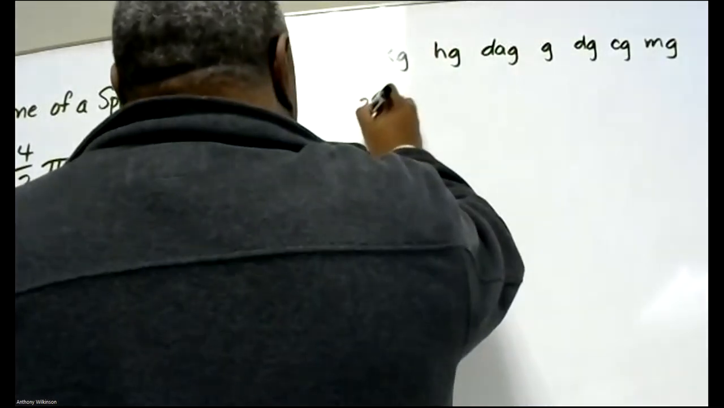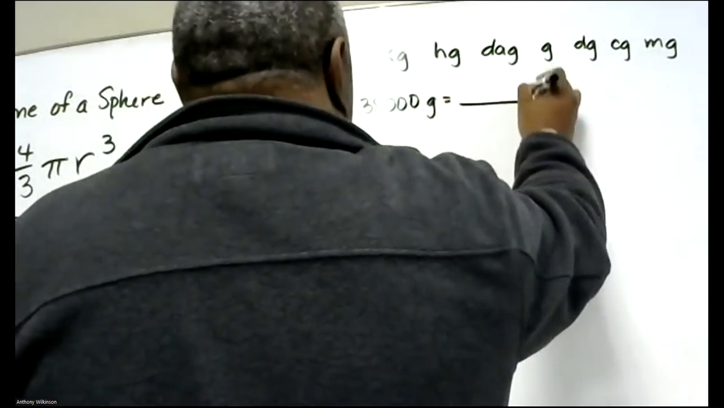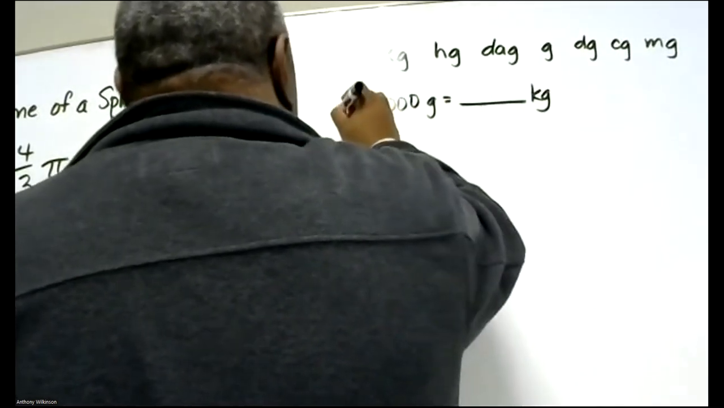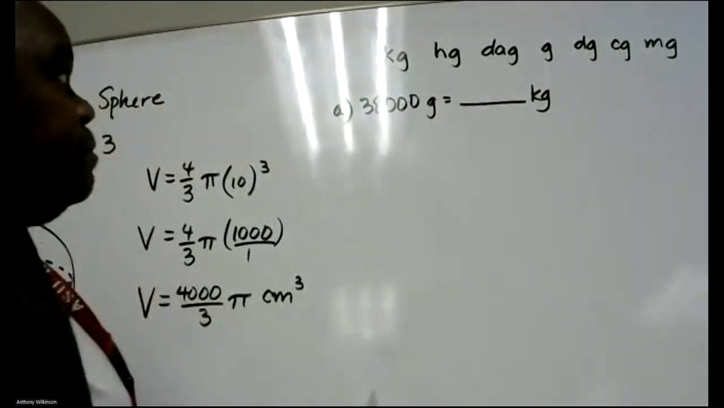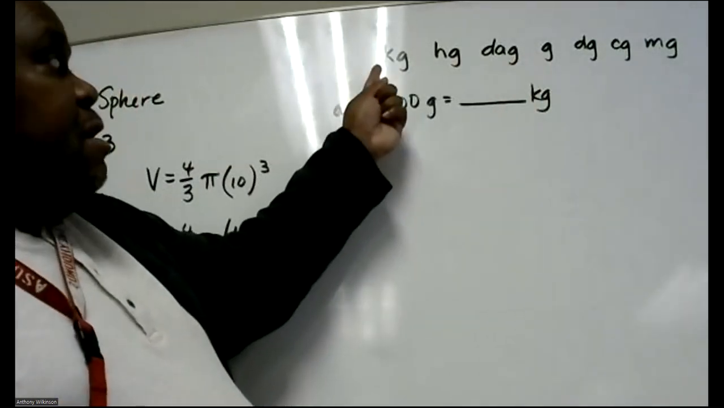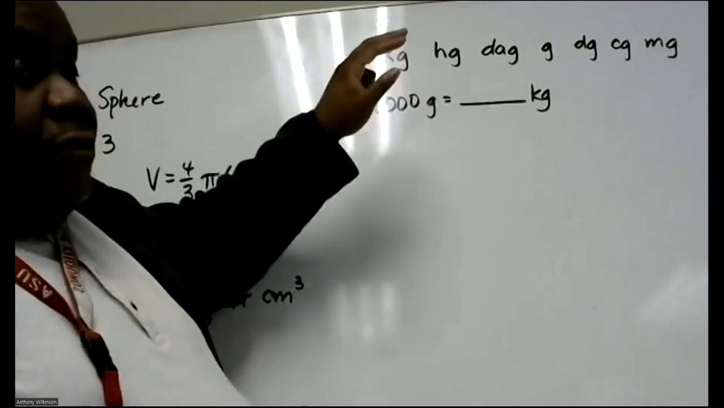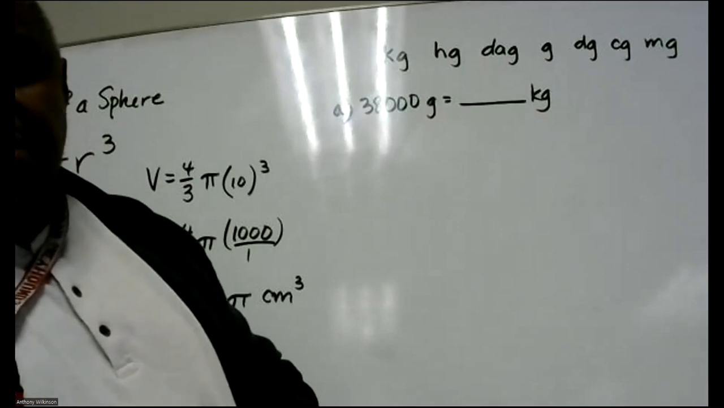And we got 38,000 grams. We want to convert that to kilograms. So this is part A. Now notice we're going from grams to kilograms. So that means I need to go 1, 2, 3 places to the left.